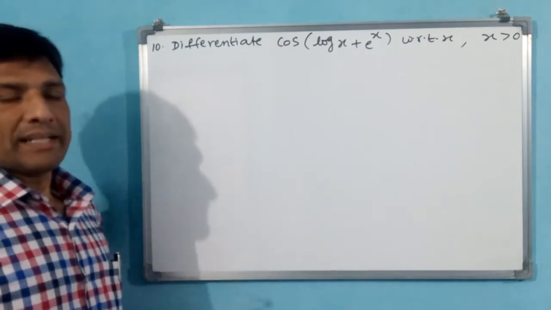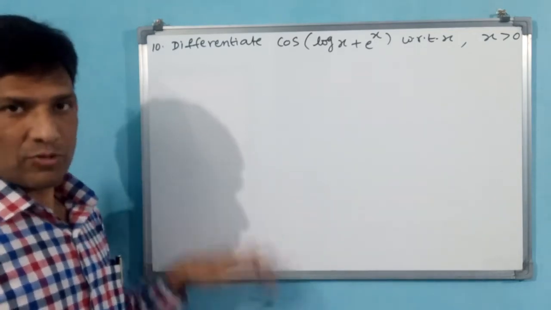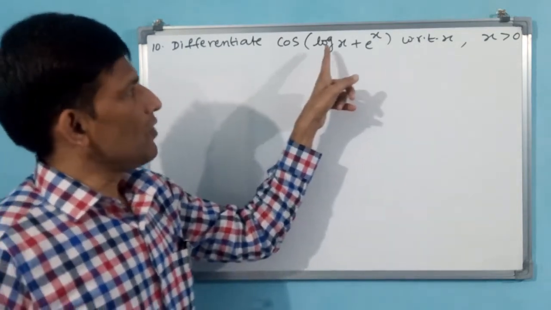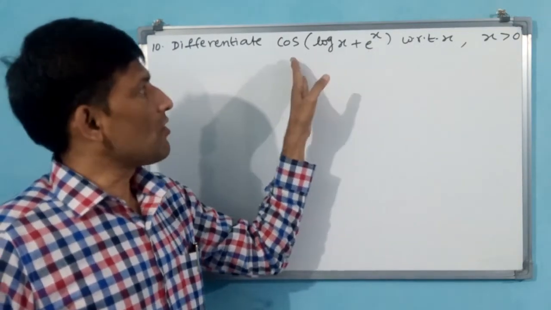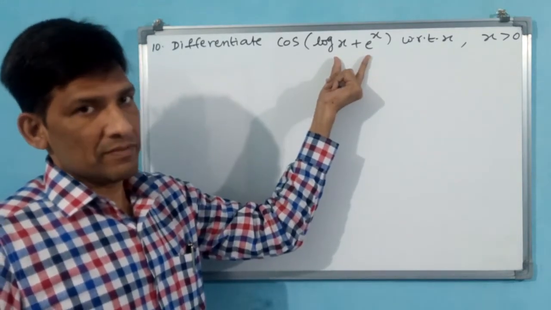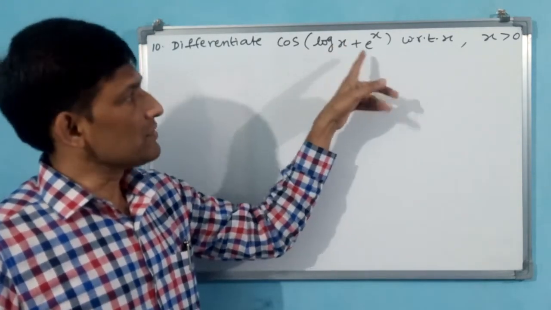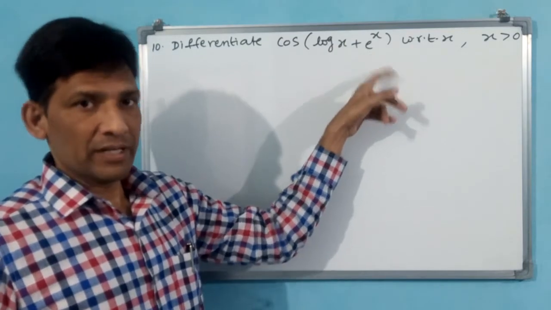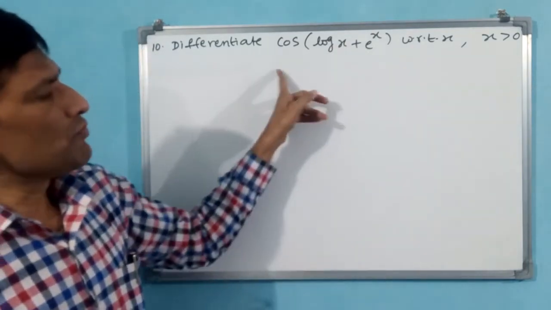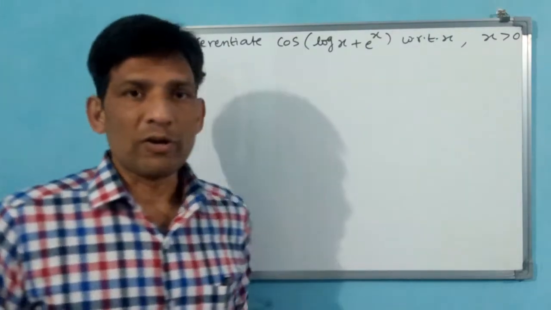See the 10th question. This will be the last question for this class. Differentiate cos of (log x plus e power x). You take cos of something first, then again you take u plus v, where u is log x and v is e power x. With respect to x, this is common. But if you observe carefully, here they have given x is greater than 0.